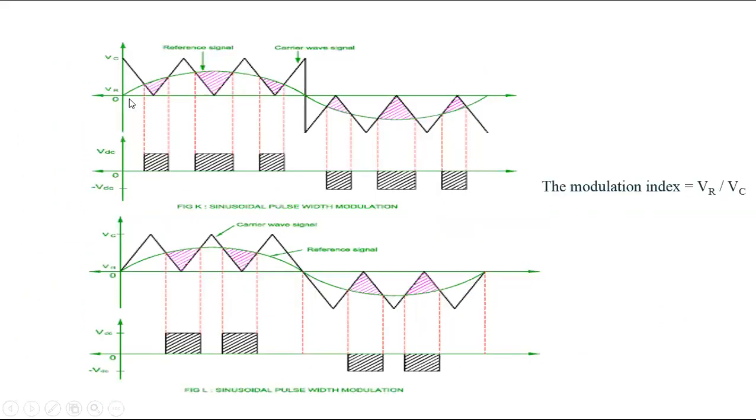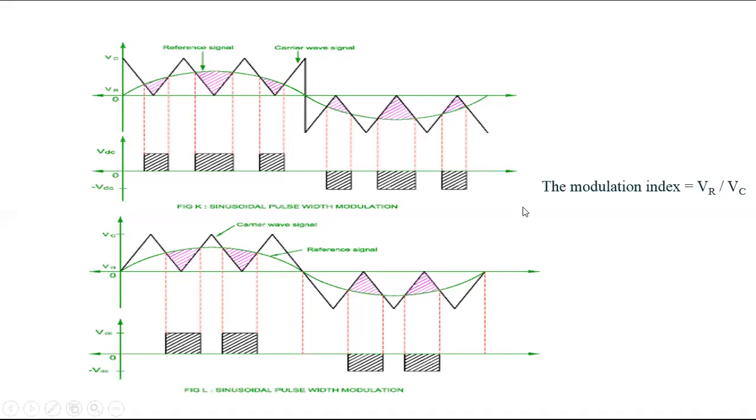In sinusoidal pulse width modulation, what is the definition of the reference signal? The reference signal is the signal which is used to improve the energy, the behavior, or the characteristics of the base signal or carrier signal. That signal is called the reference signal or modulating signal. The signal whose characteristics or energy has to be improved is called the base signal or carrier signal.